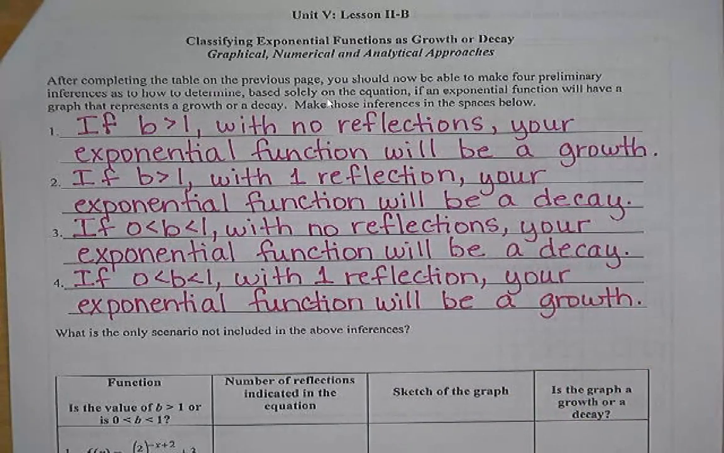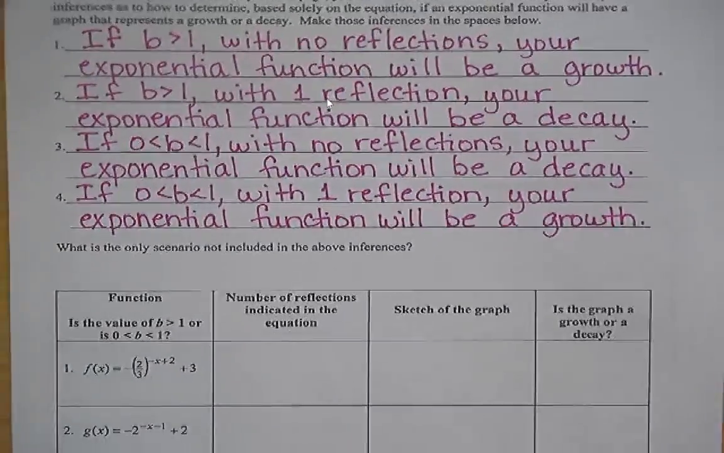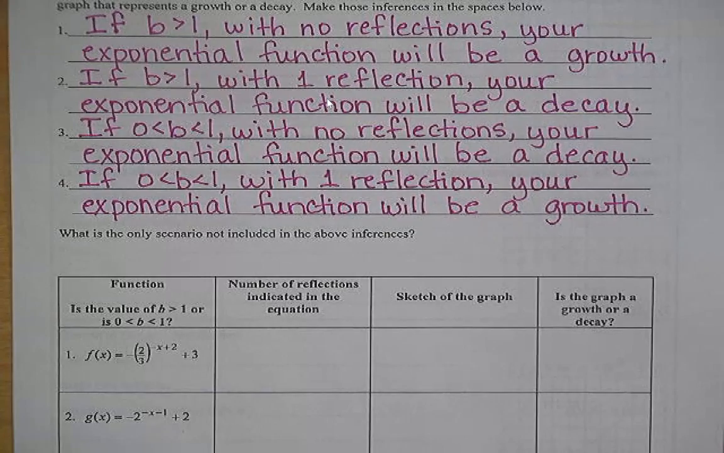All right. Now, there is one scenario that we have not included in our inferences. We have not included the possibility that you might actually have two reflections. You might have a negative sign in front of your function for your A value. You might also have a negative sign with X, and this would cause you to have a reflection across both the X and Y axis. And so we need to kind of finish this off with that discussion.